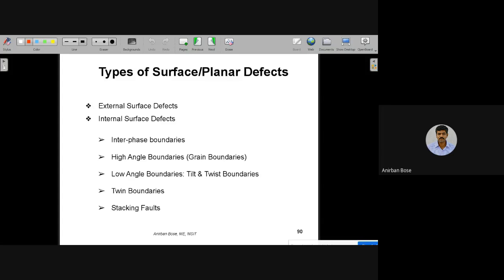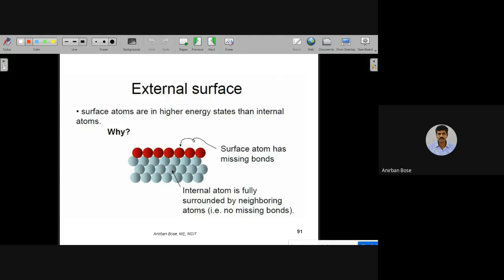If we divide the different kinds of internal surface defects, these are basically interface boundaries, different kinds of grain boundaries like high angle boundaries, low angle boundaries, and then we'll see the twin boundaries and stacking faults. So we'll start with the external surface defects.